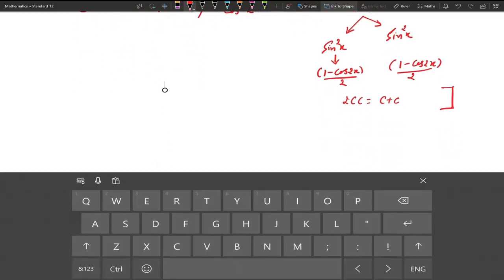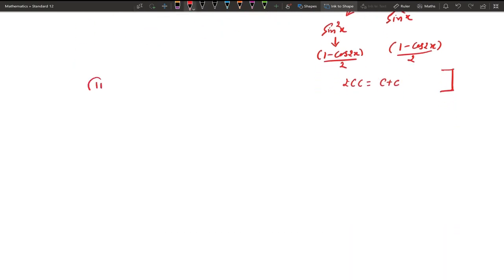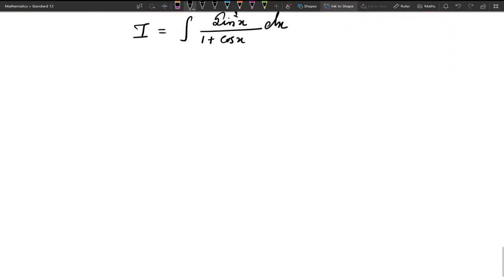Next one, integrate sine square x upon 1 plus cos x. So we denote this integral by I. Integration sine square x upon 1 plus cos x dx.